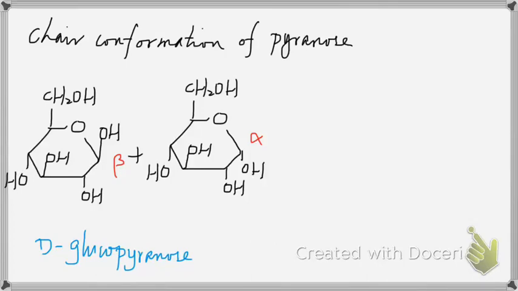Next, we will take a look at chair conformation of pyranose. Back in chapter 2, we learned about chair conformation for cyclohexane. Actually, for all the 6-membered rings, we could have the chair conformations. So these are the two structures of D-glucopyranose. Let's draw the chair conformation for them.